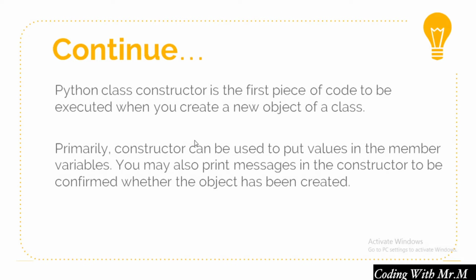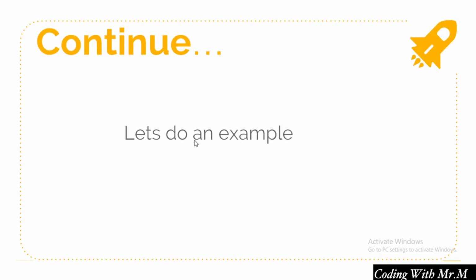So a Python class constructor is the first piece of code to be executed when you create a new object of a class. So as soon as you create a new object, the constructor method is called. And the constructor method can be used to put values in the member variables. You may also print messages in the constructor to confirm whether the object has been created or not. So now let's do an example.